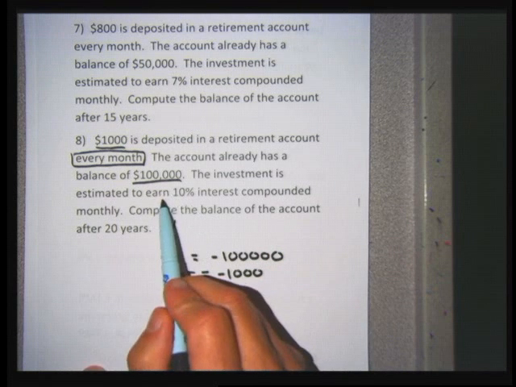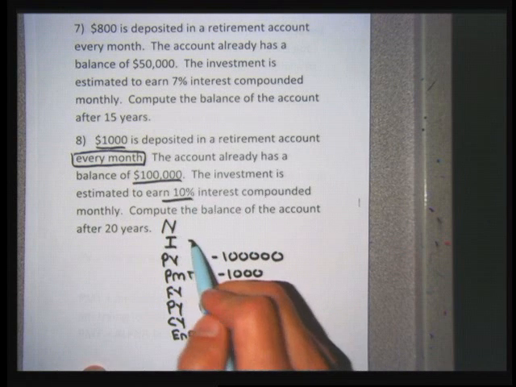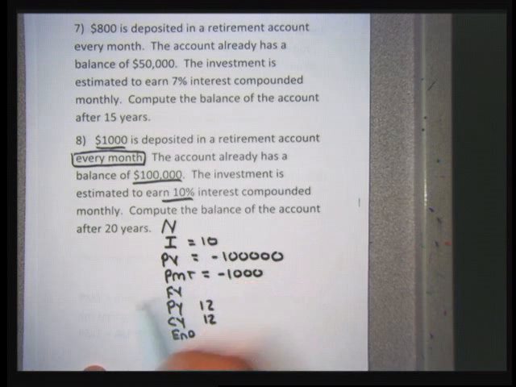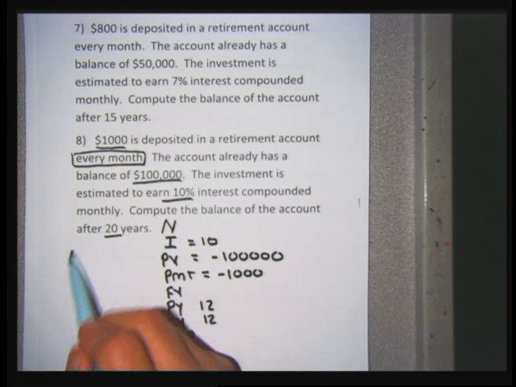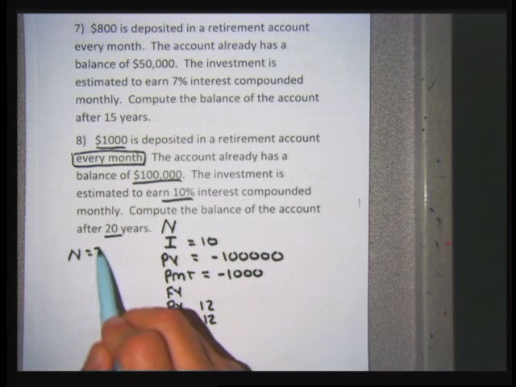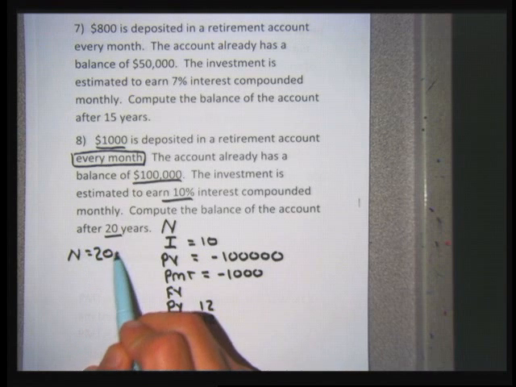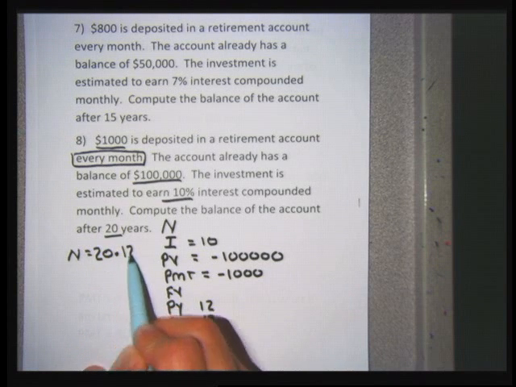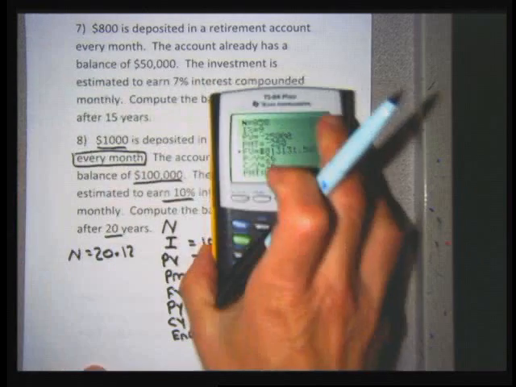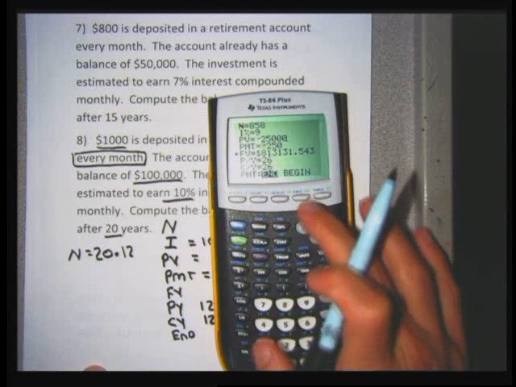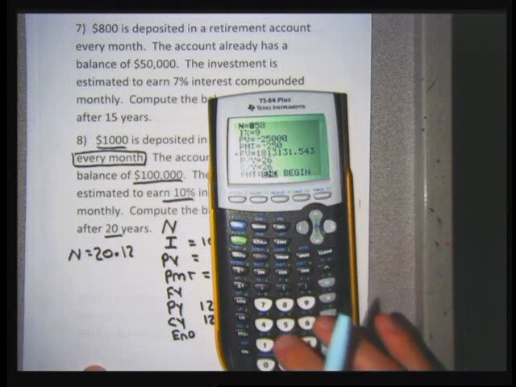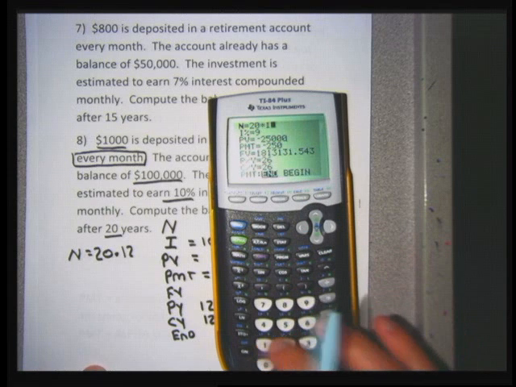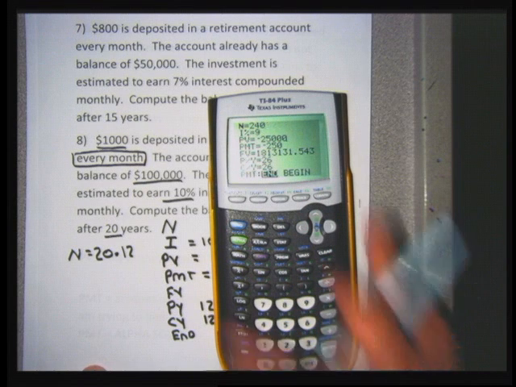Last number, well, I see the interest rate of 10%, and then I see 20 years. My N is going to be the 20 years times whatever the PY is, which is 12. And on my calculator, I'm just going to go to the N, and right at the end type 20 times 12, which is the number of years times the PY, and I get 240.